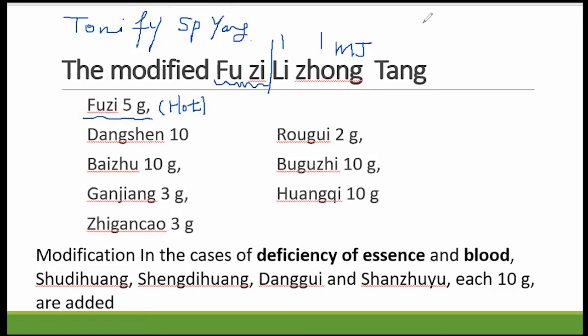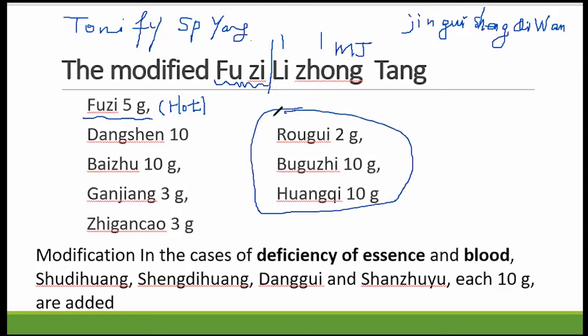If we want to tonify kidney yang, we can go to Jin Gui Shen Qi Wan. So Jin Gui Shen Qi Wan is more for tonifying kidney yang, and Fu Zi Li Zhong Wan is more for tonifying spleen yang. But we can add some herbs to Fu Zi Li Zhong Wan to warm the kidney also.